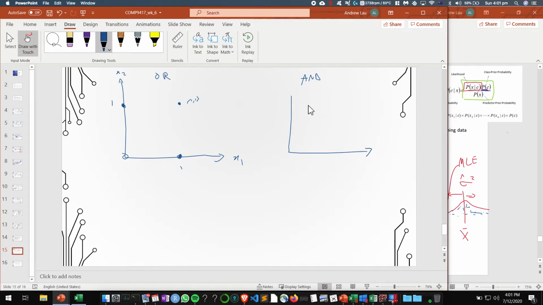Whilst I may as well draw the AND function, right? And it'll look just like this, isn't it? And then the AND function only spits out a positive class when both of them are positive.